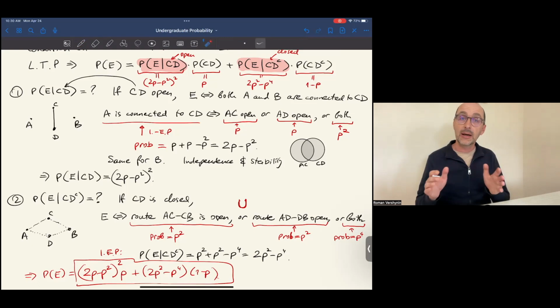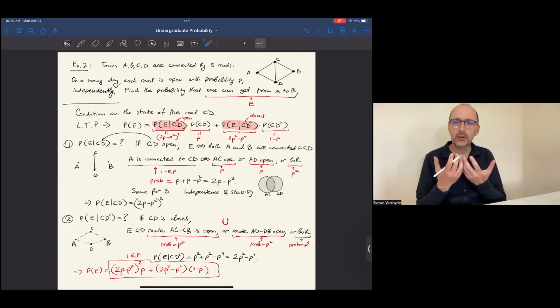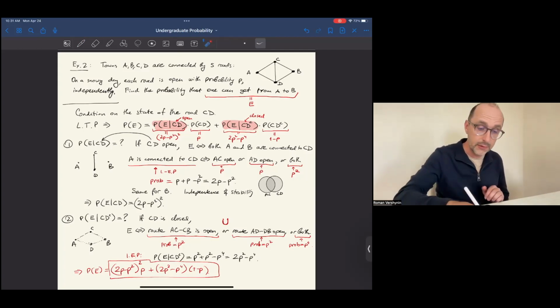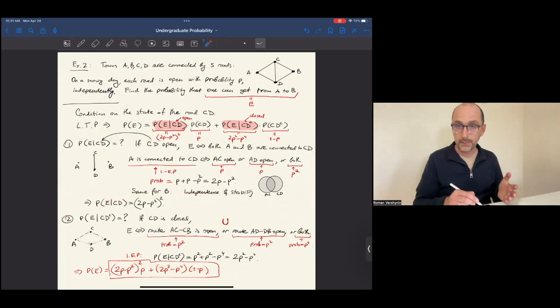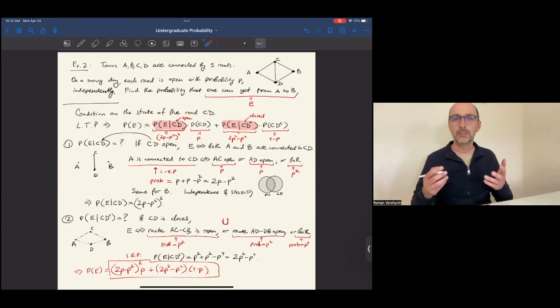The main step that allowed us to solve this problem was the trick of conditioning. The cue to apply conditioning is this. You can ask yourself if there's any information that could simplify this problem, and then let's condition on that. In the case of this problem, this information was the state of the road CD. If it's open, we can solve the problem. If it's closed, we can also solve the problem. And then we can combine the two using the law of total probability. We'll keep practicing with the conditioning trick in the next couple of episodes.